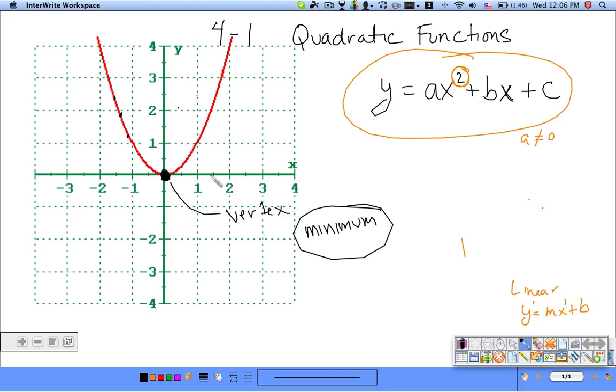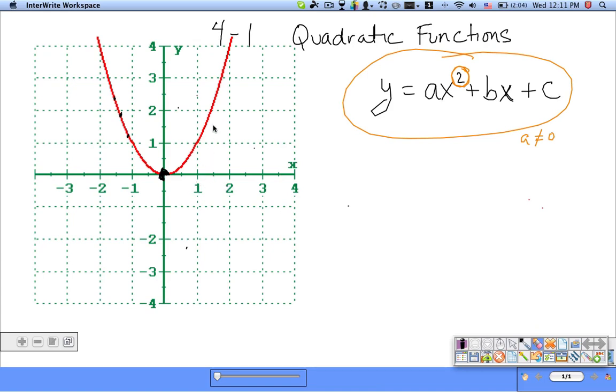Alright? If I drew another parabola, let's say I drew it here, okay? This right here is a vertex, and that's the highest point. So that point right there would be the maximum in that case, right? So your vertex is either going to be where your minimum is, or where your maximum is.